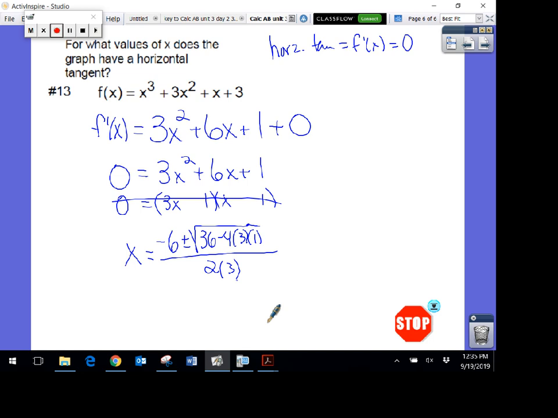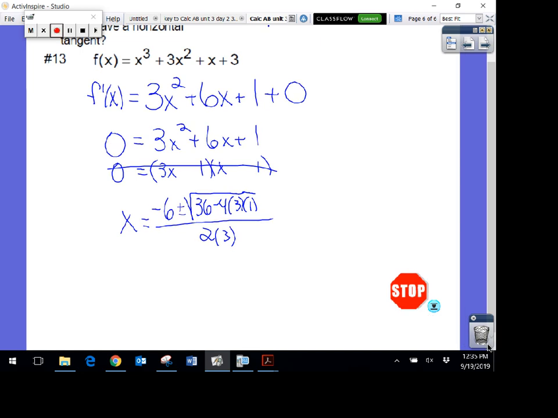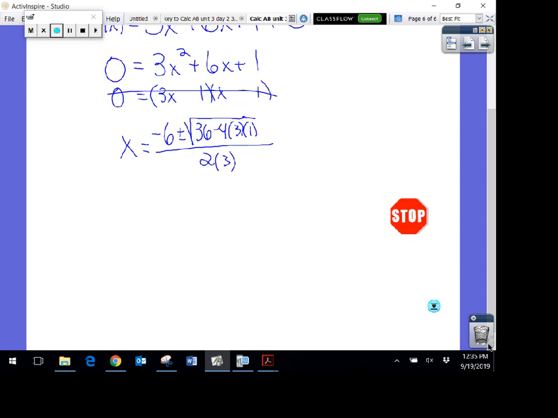Sometimes this would be a calculator problem. If you had a calculator, plug that in, see where it crosses 0. Find your zeros on your calculator. If you don't have a calculator, then quadratic formula. If you just think it's factored, but you can't factor it, quadratic formula always works. Try to factor first, but if you just can't figure it out, use the quadratic formula.